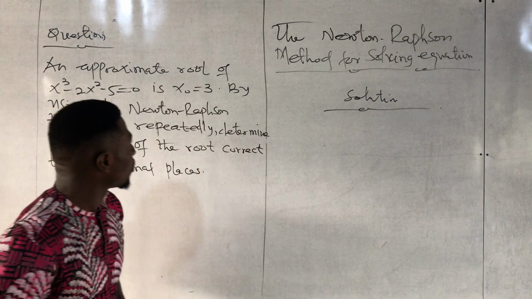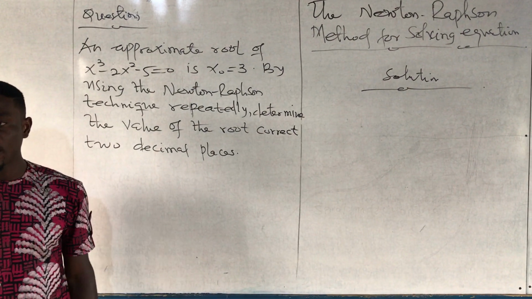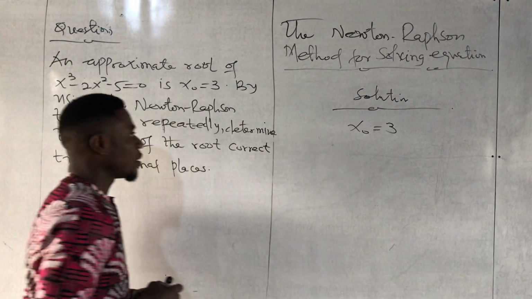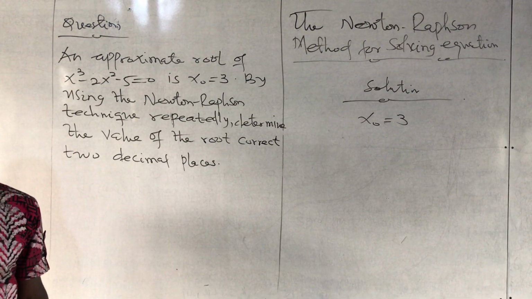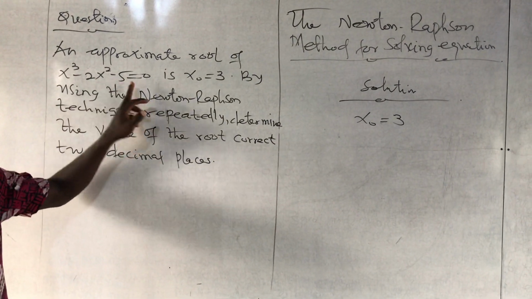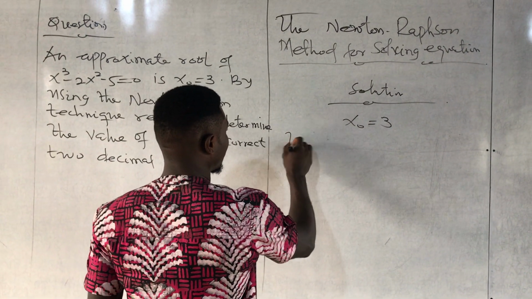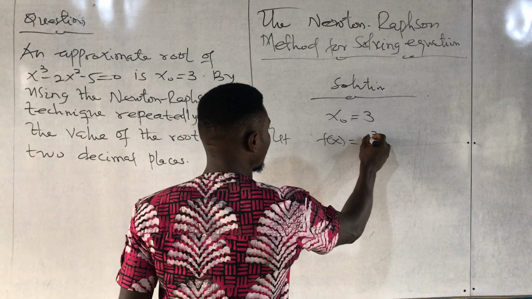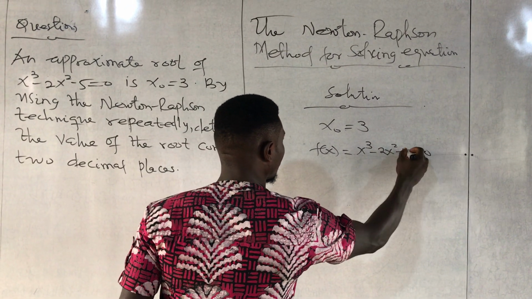Alright, so what we have here, we have been given our x0. Our x0 is given as 3. Do you understand that? So we have x0 equal to 3. Now we have been given x^3 - 2x^2 - 5 is equal to 0. So we say that let f(x) = x^3 - 2x^2 - 5 = 0.